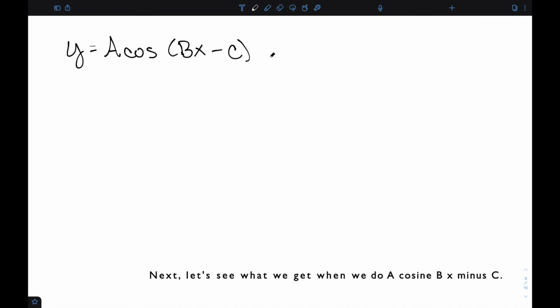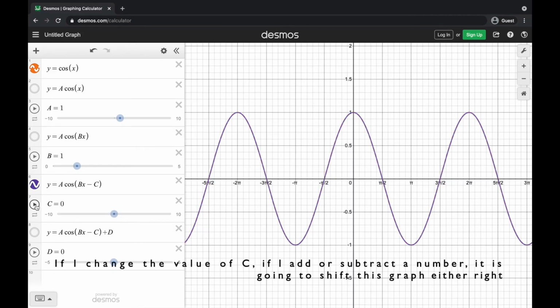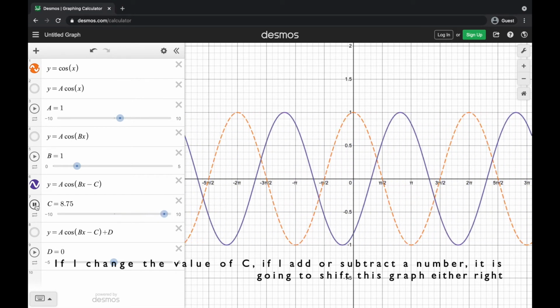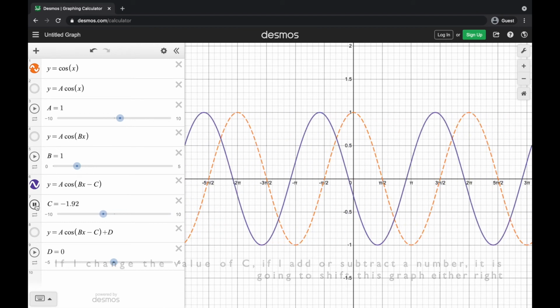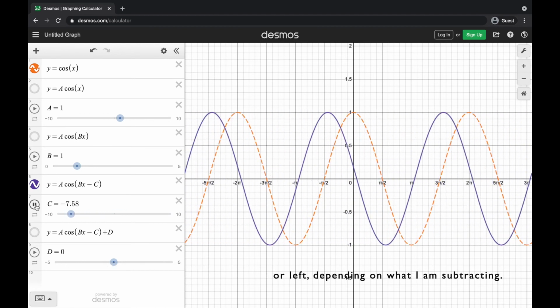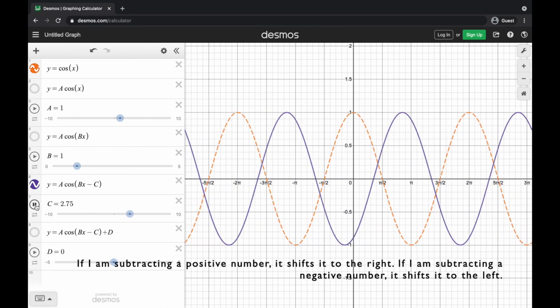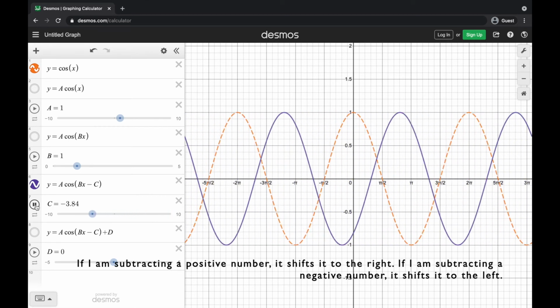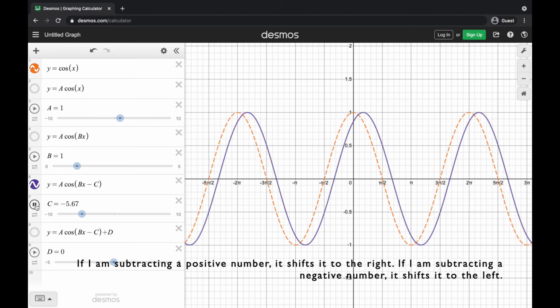Next, let's see what we get when we do a cosine bx minus c. What happens if I subtract something from the angle x before I take the cosine? If I change the value of c, if I add or subtract a number, it's going to shift this graph either right or left, depending on what I'm subtracting. If I'm subtracting a positive number, it shifts it to the right. If I'm subtracting a negative number, it shifts it to the left.